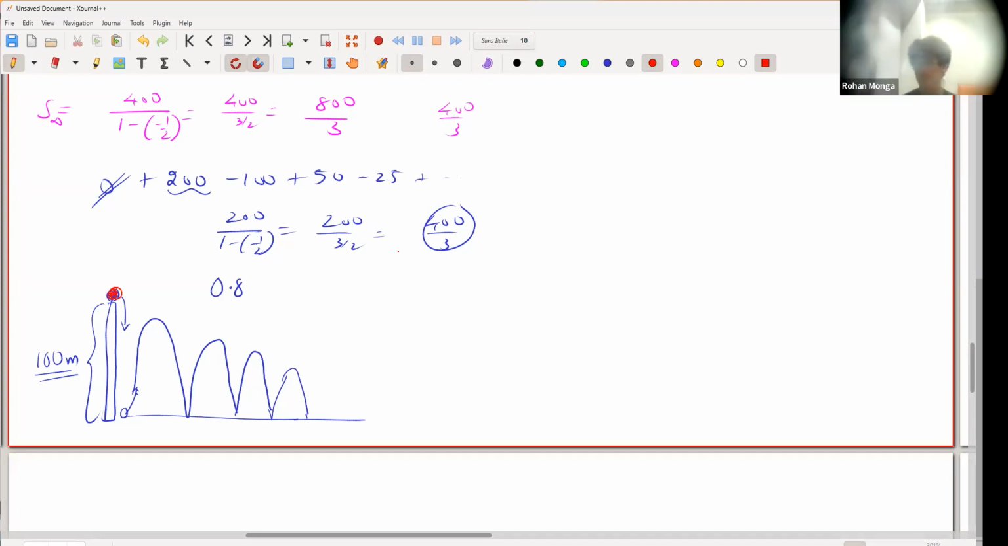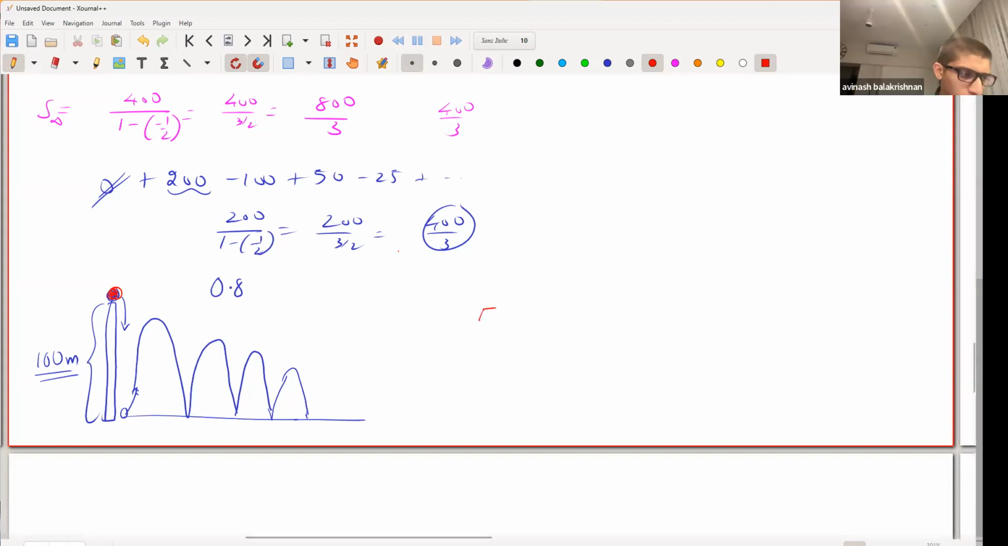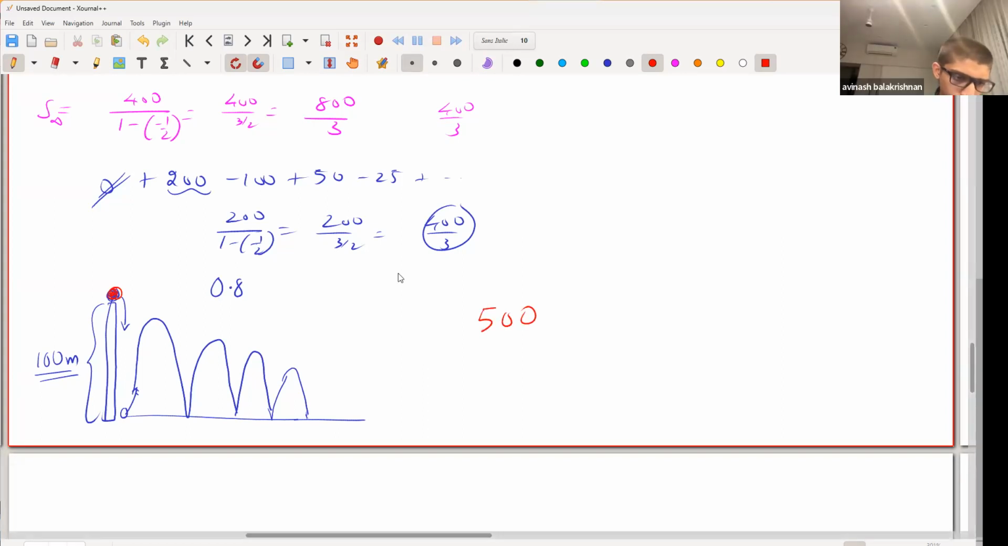And so what was the exact question you asked? Yeah. What is the total vertical distance the ball will travel after millions of bounces? So is it assuming there's a catch? I didn't find any catch, so I don't know what to do. Tell me your answer, Rohan. I got 500. Both of you got 500.